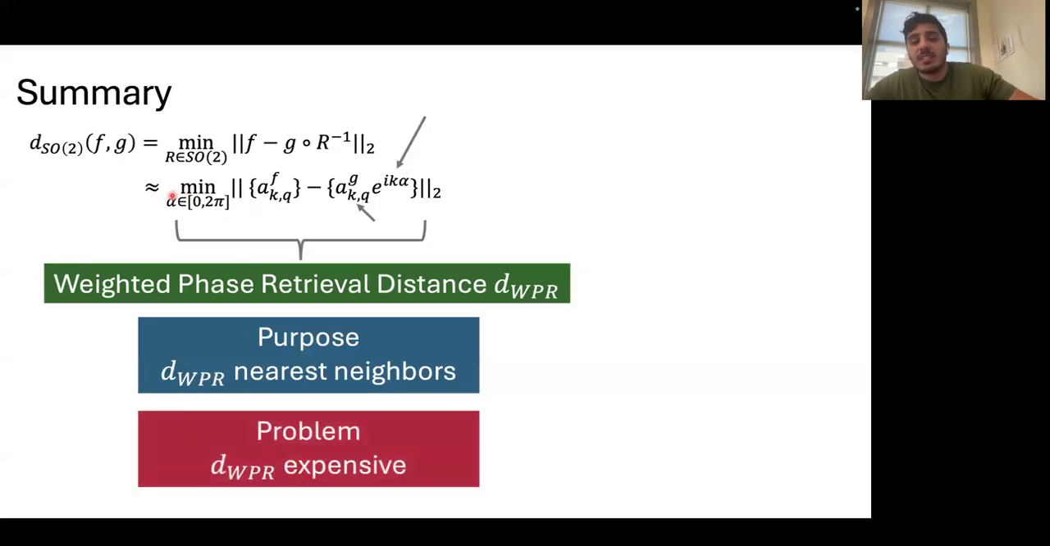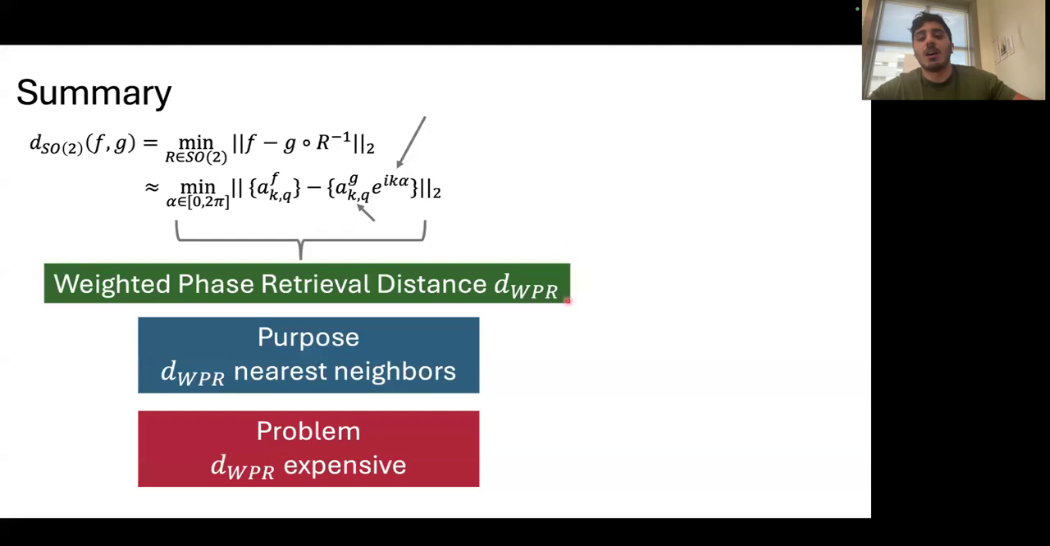We approximated the distance by a one-dimensional minimization of finite dimensional things. So it's a bit easier to compute the distance itself. You can actually approximate it with a fast Fourier transform. But it's still hard to do this problem the naive way because you have thousands and thousands of images. So computing the distance matrix will still take a very long time to do. So it's still expensive to do nearest neighbors with this distance.